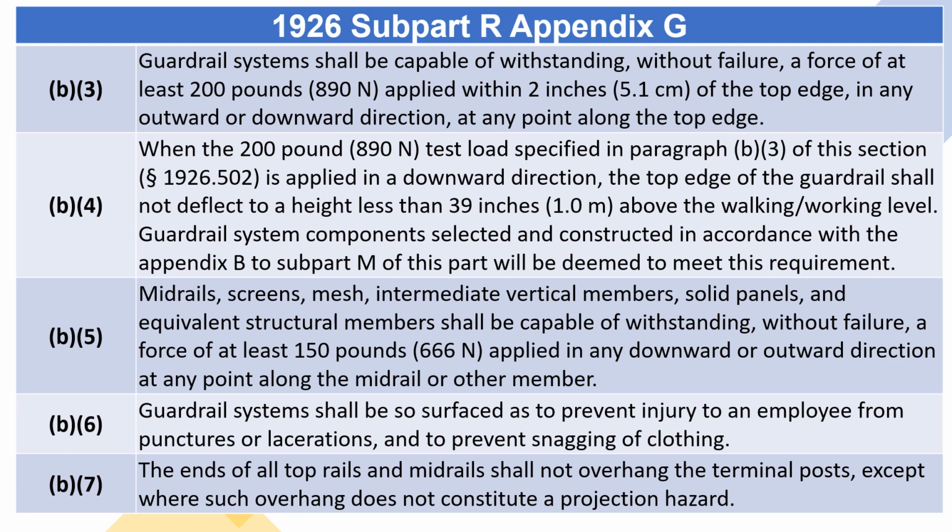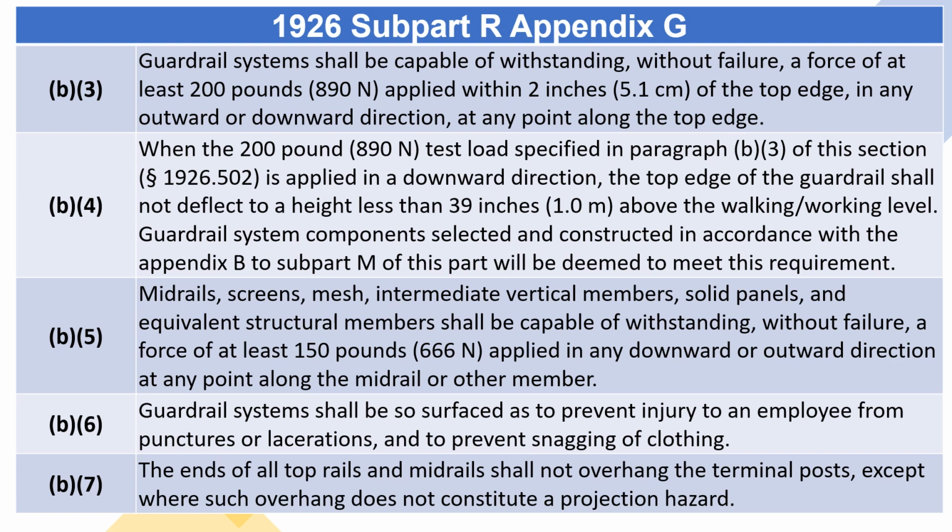(b)(5) Midrails, screens, mesh, intermediate vertical members, solid panels, and equivalent structural members shall be capable of withstanding, without failure, a force of at least 150 pounds (666 N) applied in any downward or outward direction at any point along the midrail or other member. (b)(6) Guardrail systems shall be so surfaced as to prevent injury to an employee from punctures or lacerations, and to prevent snagging of clothing.